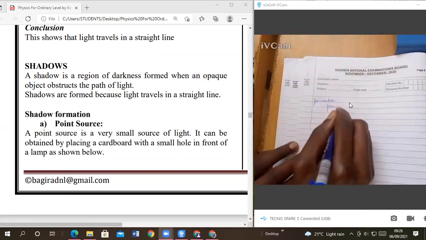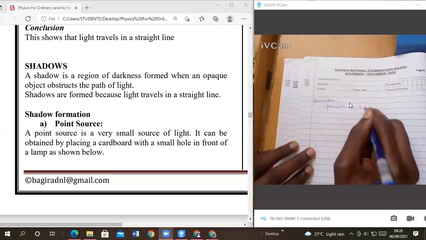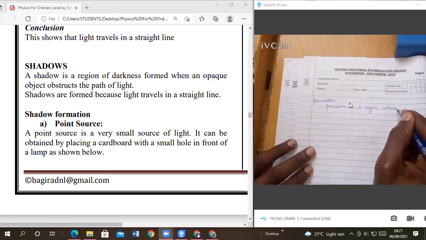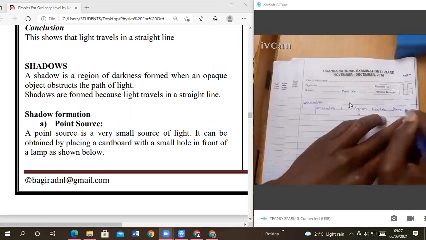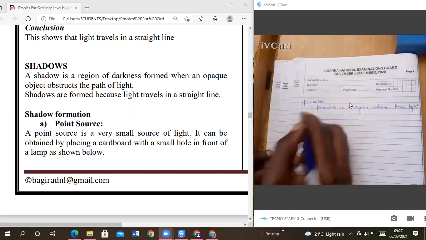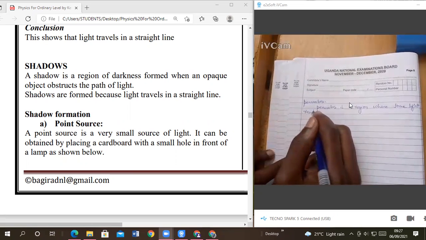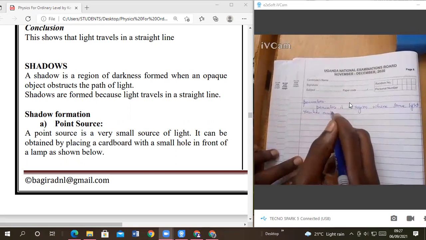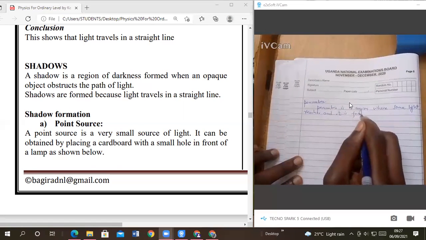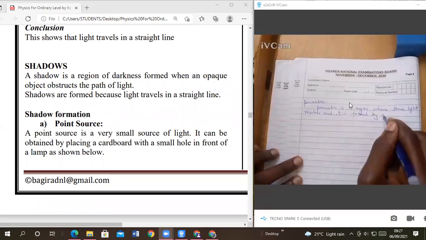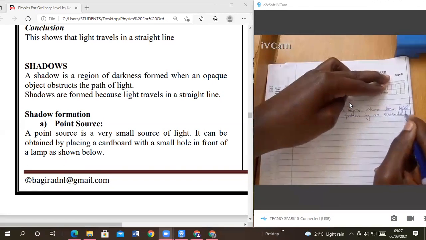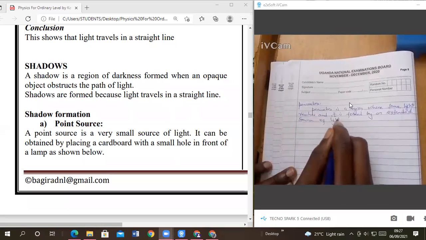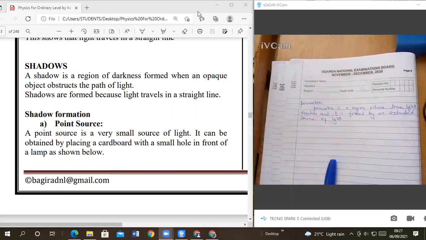Penumbra is a region where some light reaches, and it is formed by an extended source of light.